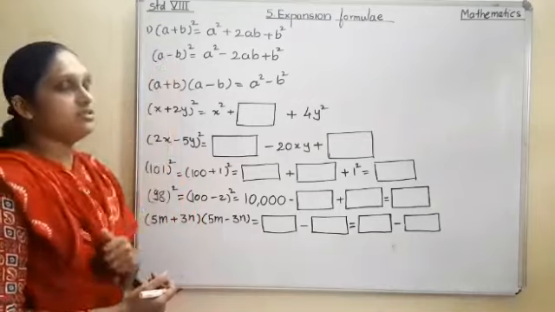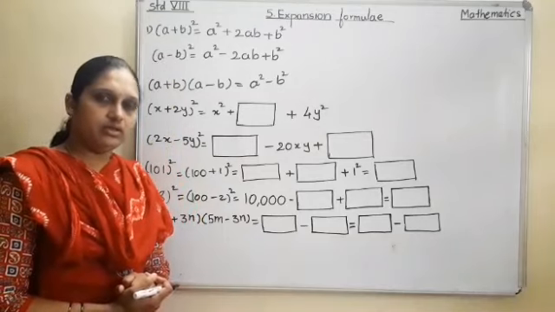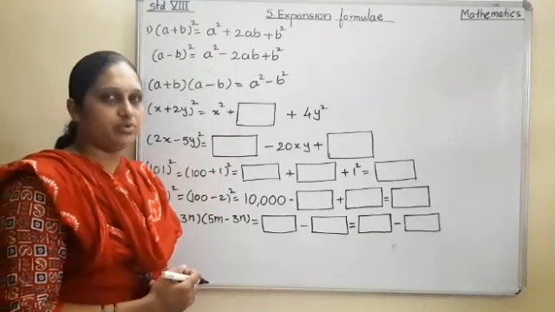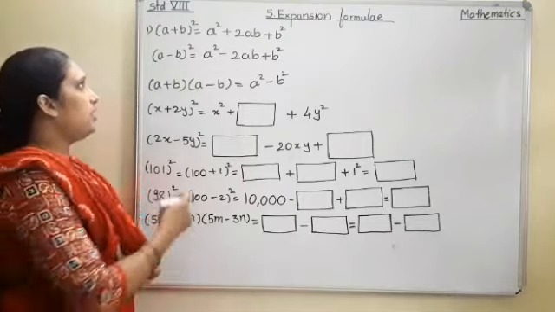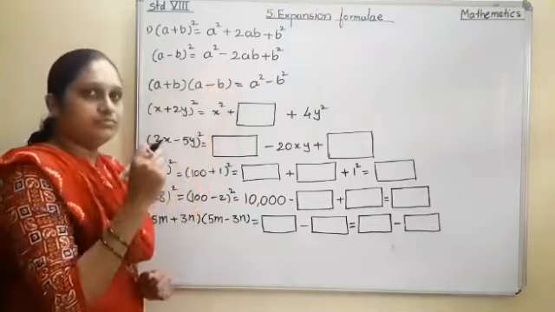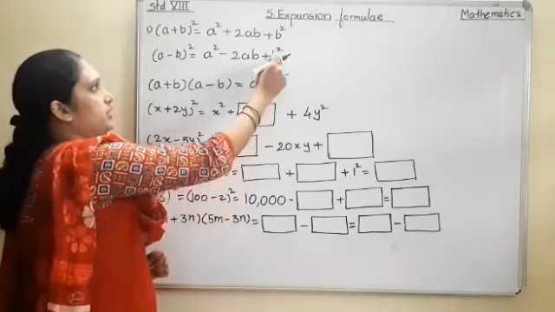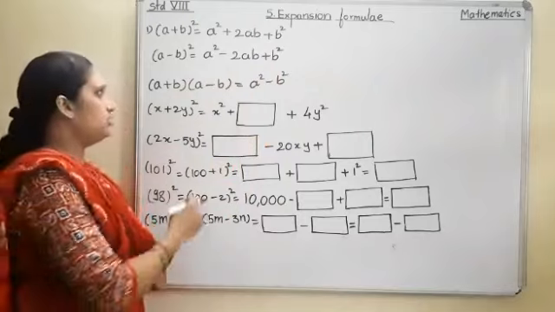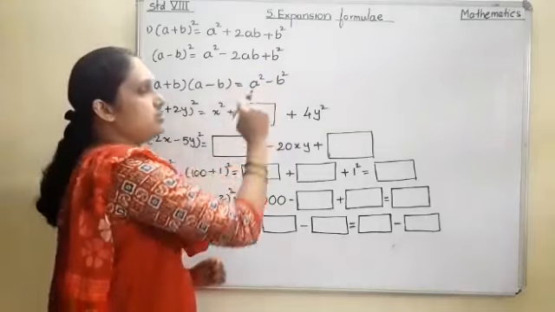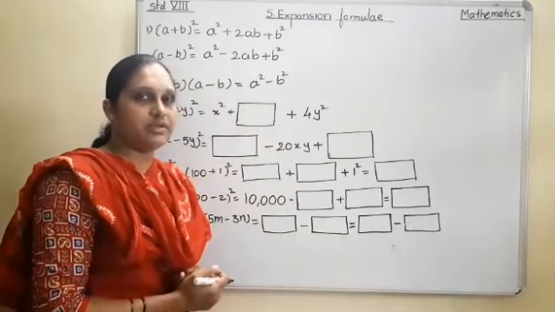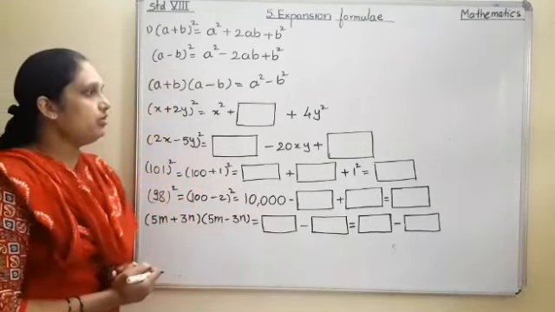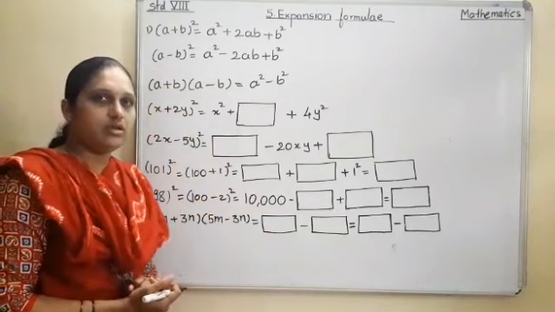So here, first is (a plus b) the whole square equal to a square plus 2ab plus b square. Second identity, (a minus b) the whole square equal to a square minus 2ab plus b square. Third, very important, (a plus b)(a minus b) equal to a square minus b square. So these are the three basic and very important identities. Now here we'll do the application of these identities.